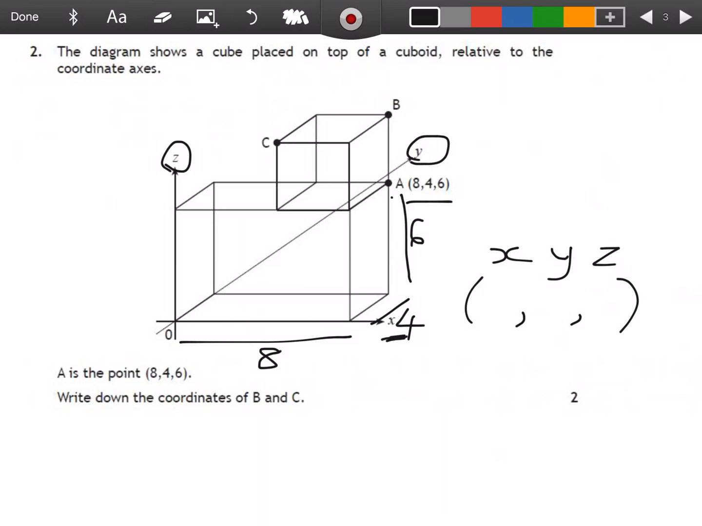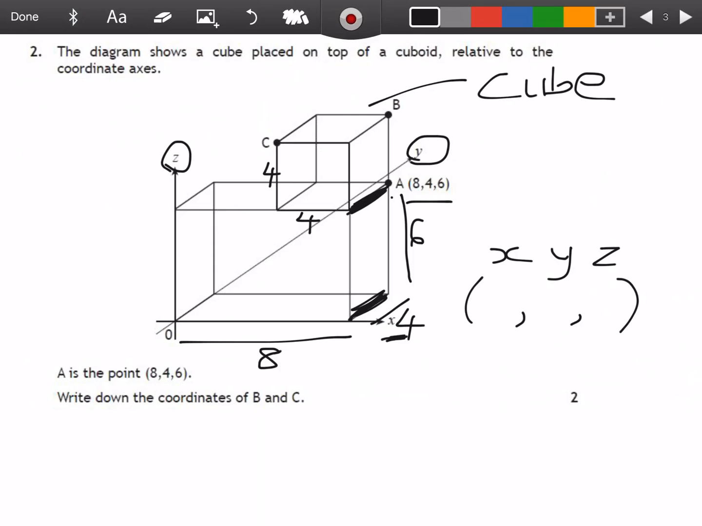Right, okay, it says this is a cube on top of a cuboid. So this here is a cube. Now, what do we know about a cube? A cube has length, breadth, height, all the same measurements, okay? Do we know any of the measurements? Yes, we do. We know that wee distance there. That wee distance is 4. So if that's 4, every measurement of the cube is also 4. So that's 4 along the way, and it's 4 high.